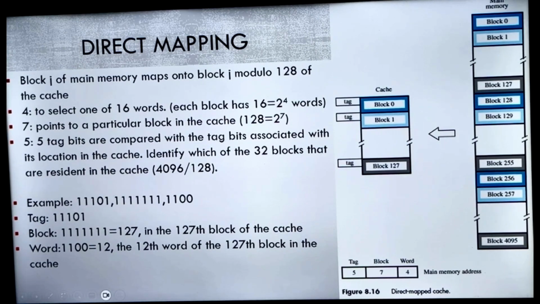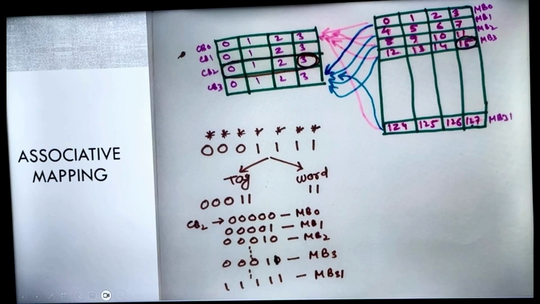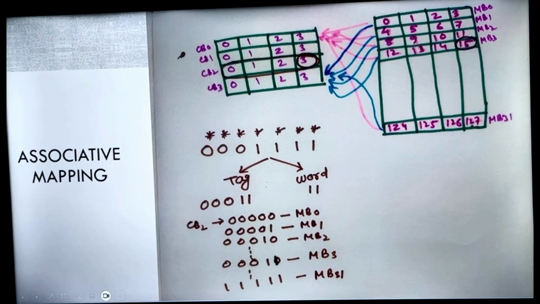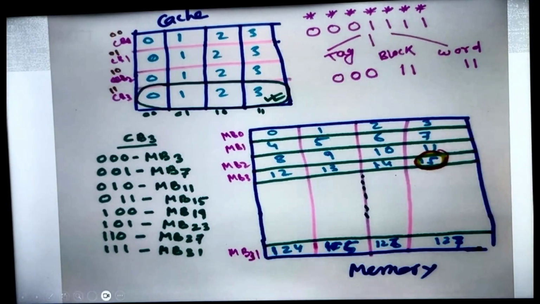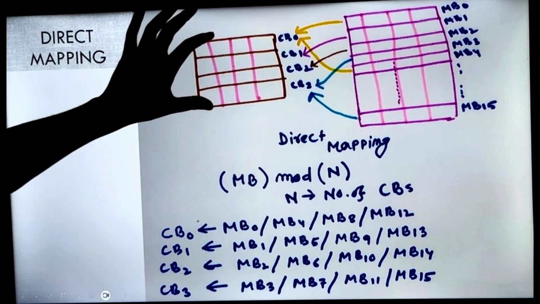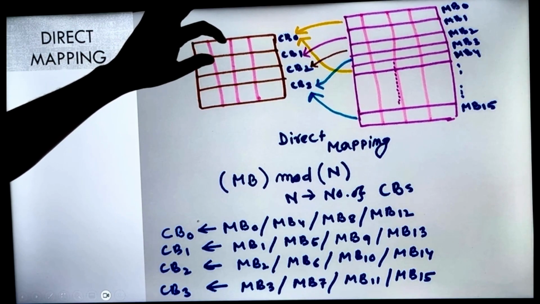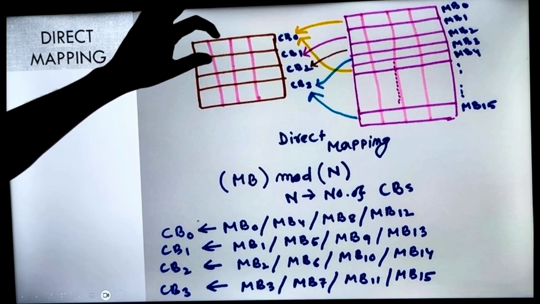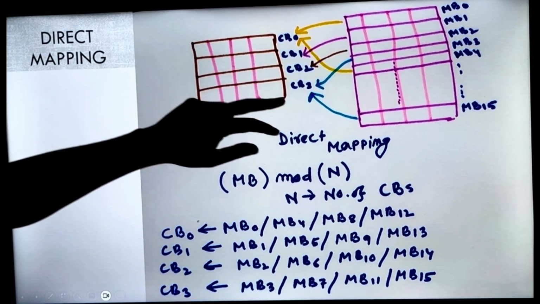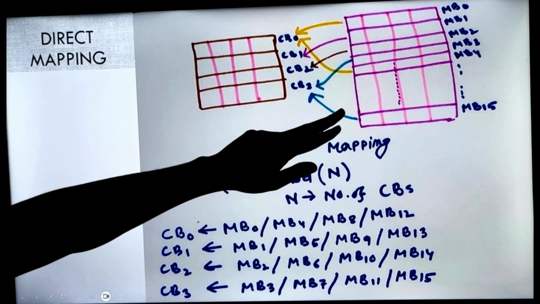Now, if direct mapping is clear, then we'll go for the next type of mapping technique, which is associative mapping. Trust me, this is much easier than direct mapping. So if you see, there are some drawbacks in direct mapping. What are those? Although I have enough memory space, suppose my CB0 is already full with some data, some information is already stored. After some time, I want to store MB4.